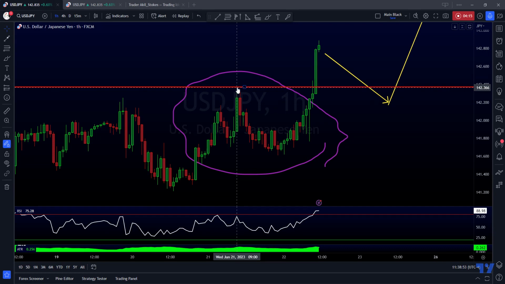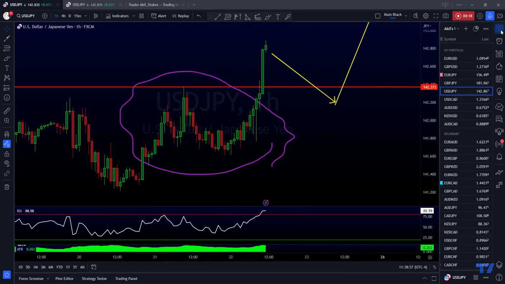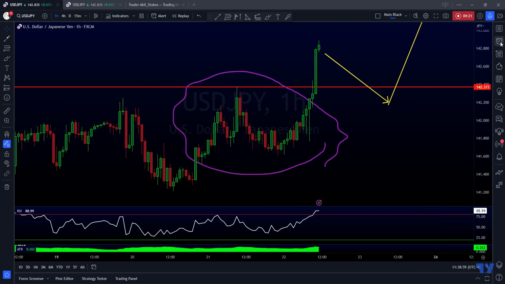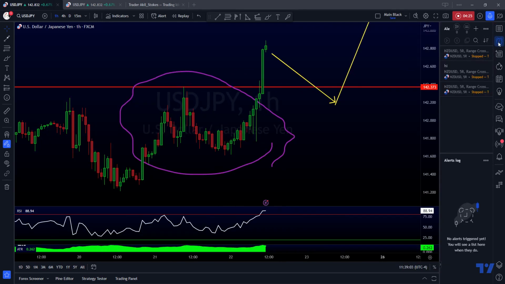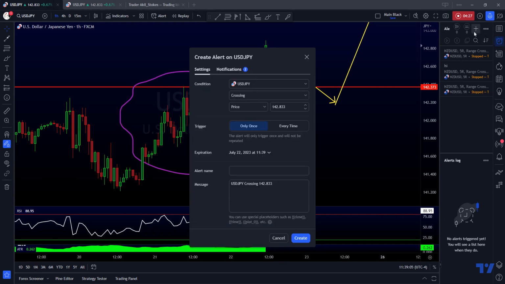The zone starts right here at the previous structure high. You see it's 142.36. So go over to the right-hand side of your toolbar here. Click this, go to your little alert thing, this little clock. Hit plus, go to alerts and just say, hey, price crossing 142.37, enter. 142.37, or obviously, if there's a different zone that you have on your radar, enter that zone as well.